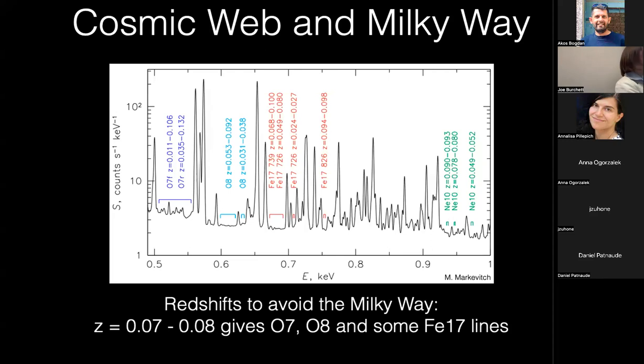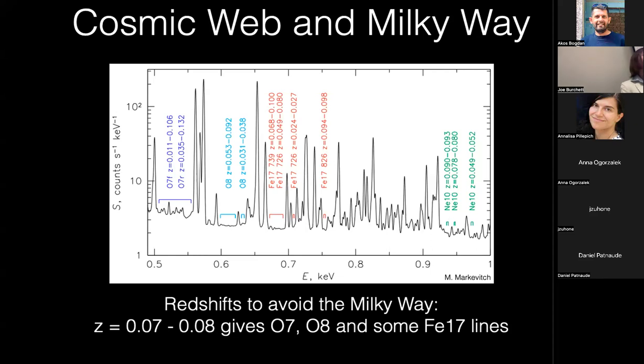And Maxim Markevich has done this estimation, and we found that for redshifts from 0.07 to 0.08, if you find the filament in this redshift range, it will give us oxygen 7, oxygen 8, and some of the iron 17 lines. So in principle, we can avoid this problem of decomposing emission from the Milky Way and WIM, and of course, we need very high spectral resolution for this.